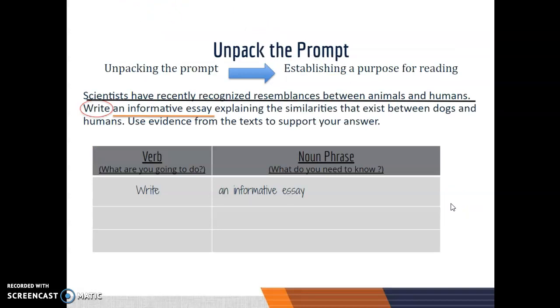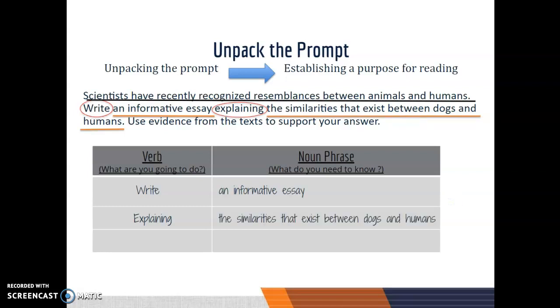What's the next verb that's asking us to do something? Explaining. Go ahead and put that on your T-chart as well. What's the noun phrase that follows explaining and tells us what we need to know? The similarities that exist between dogs and humans. So we want to go ahead and add that noun phrase to our T-chart as well. Make sure you're adding this to your planning sheet as we go.